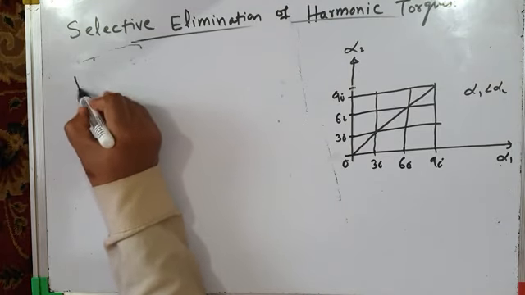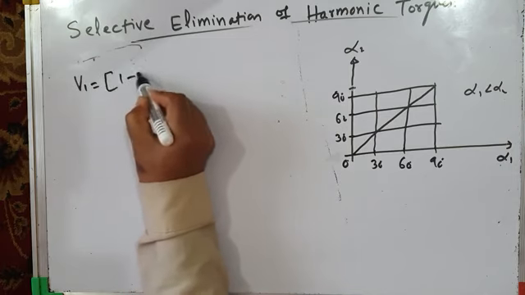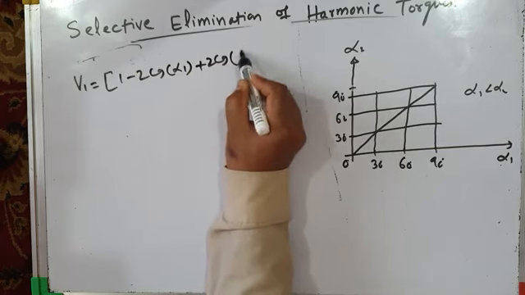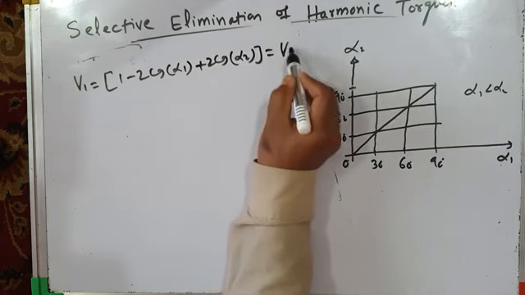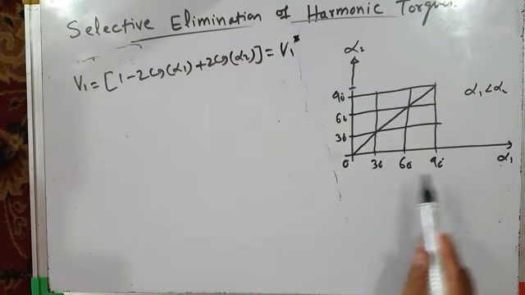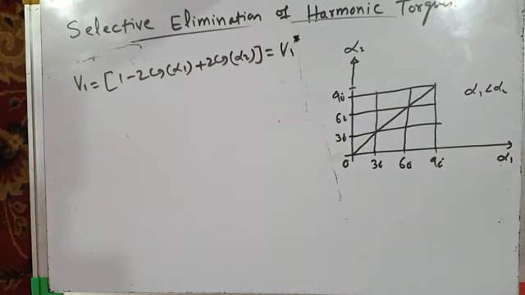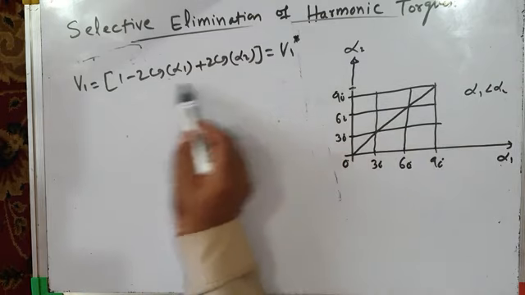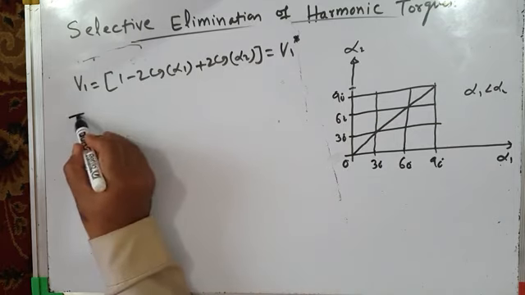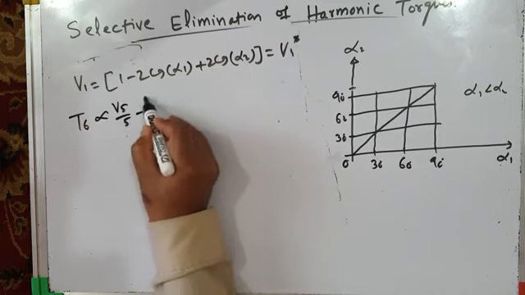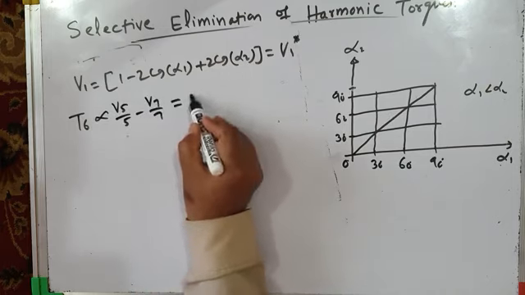the equation will be V1 equal to 1 minus 2 cos alpha 1 plus 2 cos alpha 2 equal to V1 star. So you have to use, for the selective elimination of harmonic torque, this low switching frequency PWM in such a way. First of all, you have to set the fundamental component of inverter output voltage equal to the desired value using this equation. And then your other equation will be T6, sixth harmonic torque, proportional to V5 by 5 minus V7 by 7, and this sixth harmonic torque you have to make equal to 0.